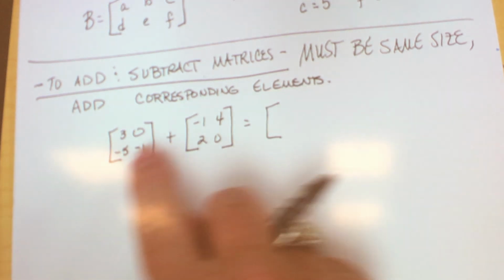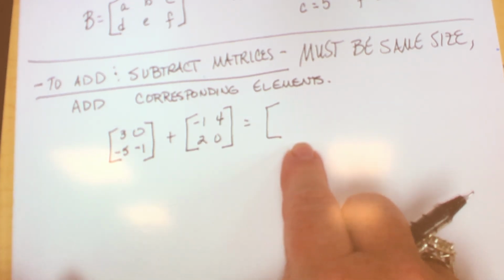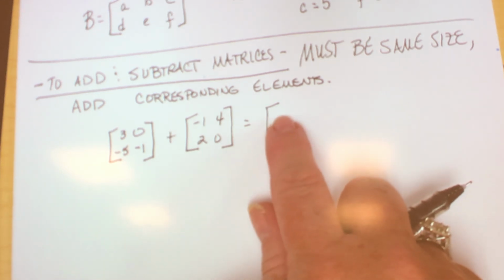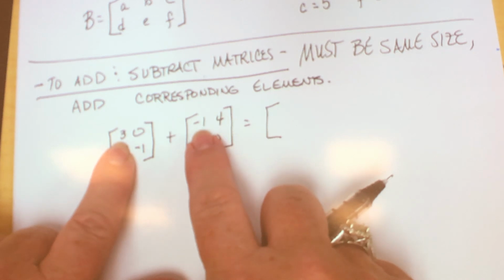So when I add a 2 by 2 and a 2 by 2, guess what I get? A 2 by 2. Watch this. Look, right here, row 1, column 1, row 1, column 1.